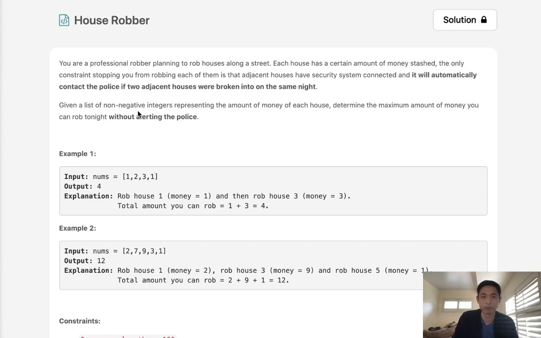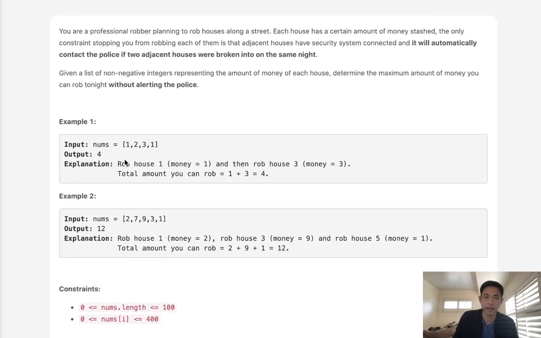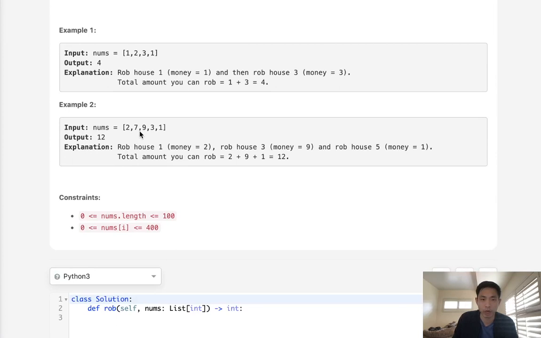So we are given a list of non-negative integers representing the amounts of money in each house. Now determine the maximum amount of money you can rob without alerting the police. So if we had a block of houses that look like this, we can see that we want to rob 3 and 1 and get a maximum of 4. Here we would rob 2, 9, 1. So that would be 12.